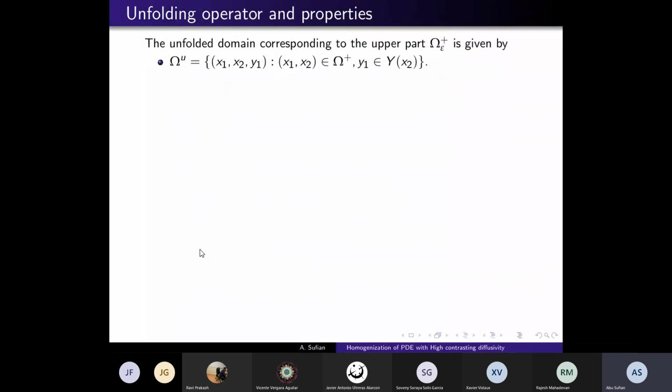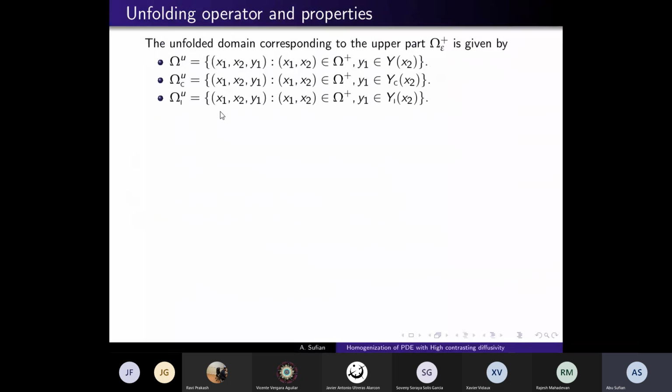For each epsilon greater than 0, the unfolded domain corresponding to omega epsilon plus is given by omega u, that is the collection of all (x1, x2, y1) such that (x1, x2) belongs to omega plus and y1 belongs to Y(x2). Similarly, omega cu, the unfolded domain corresponding to c epsilon, the conductive region, is given by the collection of all (x1, x2, y1) such that (x1, x2) belongs to omega plus as it is, but y1 belongs to Yc(x2). Similarly, we have omega iu, for which y1 belongs to Yi(x2).